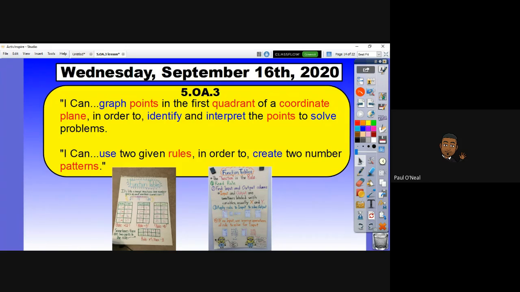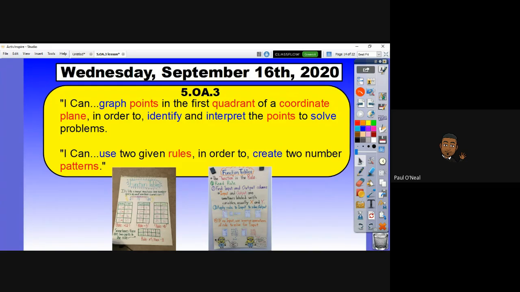Function tables, of course, are involving rules, and there's typically an input and an output. And if you watch the previous videos, you would know what I am talking about. Anytime there is an input, there is going to be a result. That would be the output of it. And usually it is marked with an X and a Y. So we're going to create the table, use the rules, and now be able to even graph the particular points.